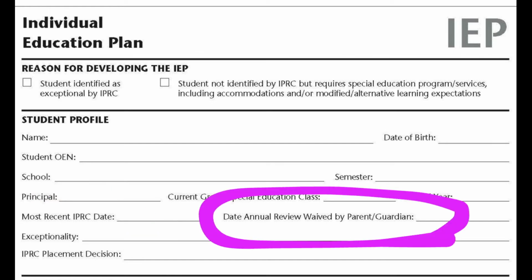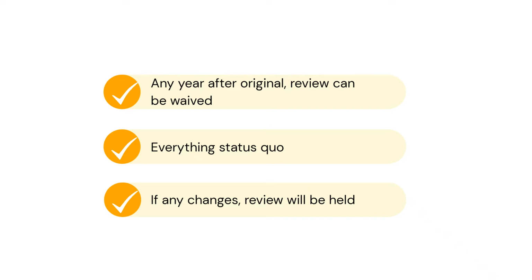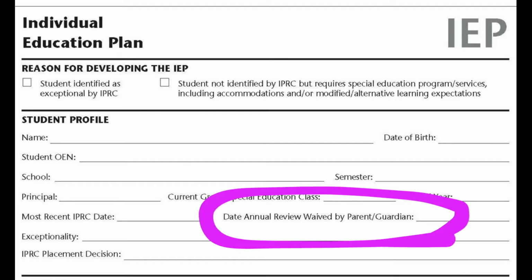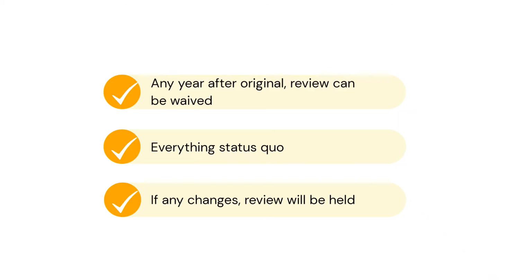Date annual review waived by parent or guardian. A parent or guardian may choose to waive the IPRC meeting in any year following the original IPRC. It is common to waive the meeting in some years and not in others, depending on the frequency and depth of communication that has taken place on an ongoing basis between home and school. In some years, there may be changes in a student's learning profile, or there may be other new factors at play, so these meetings will be held.